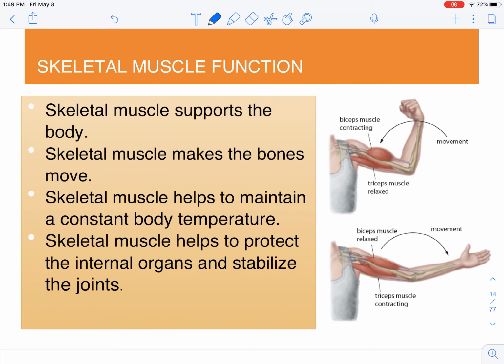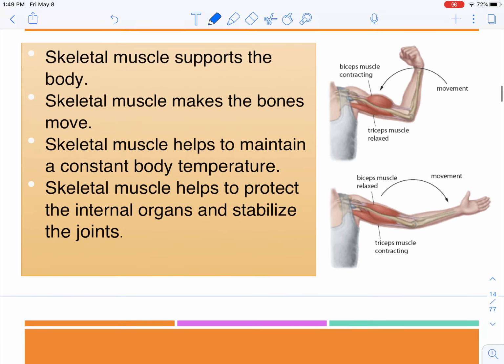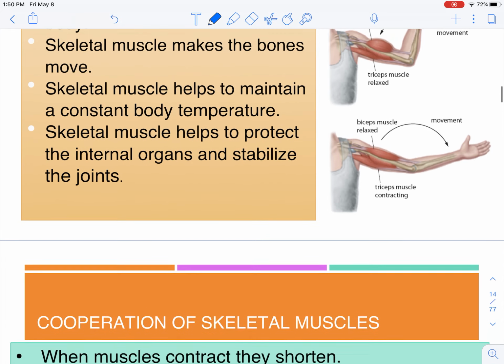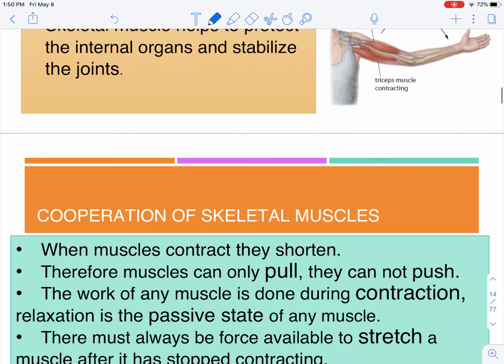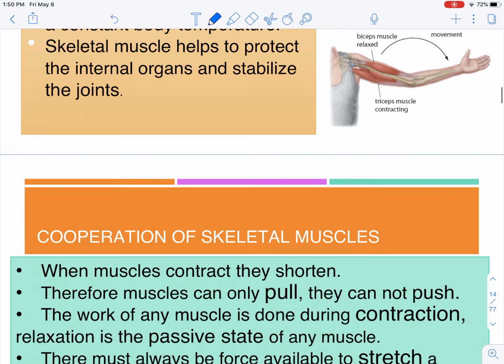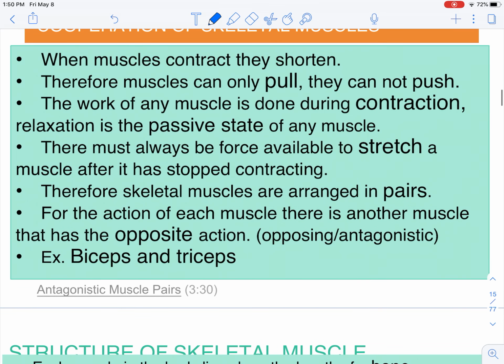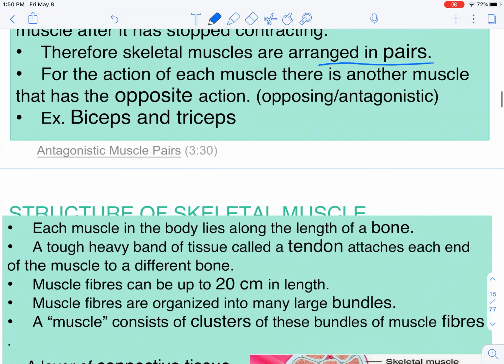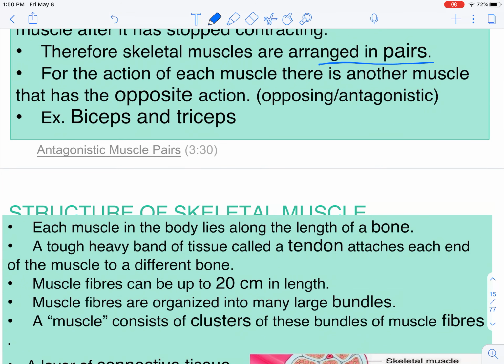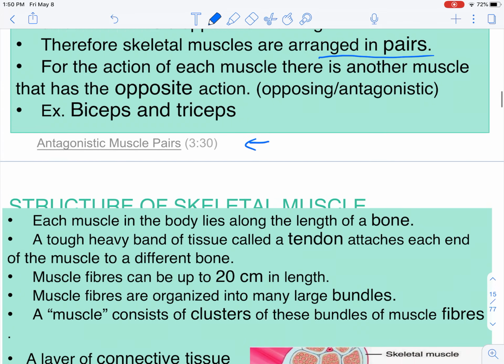Skeletal muscles support the body and help the bones move, and do some protecting as well of organs and joints. And when one is contracting, the antagonistic one is relaxing. So you can say that the skeletal muscles are arranged in pairs. And throughout this PowerPoint, lots of interesting videos to take a look at, so do that.